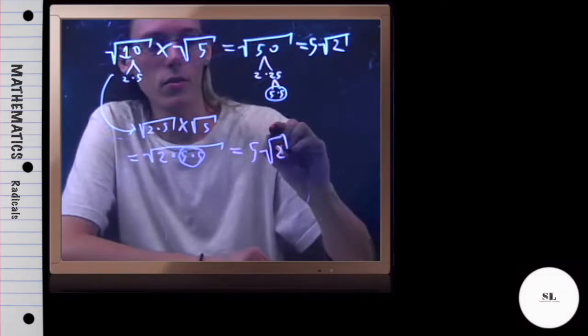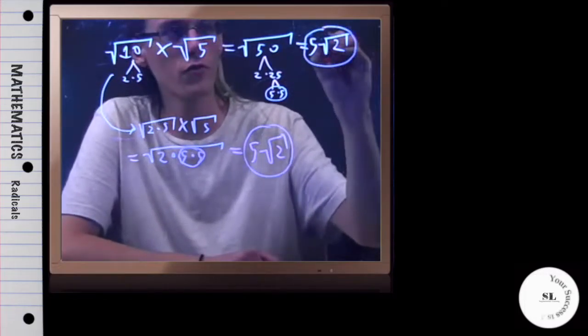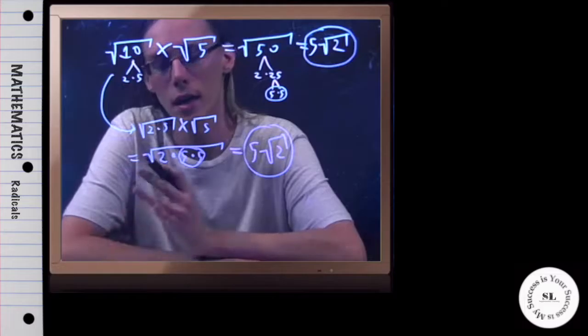So, whichever way you do it, the square root of 10 times the square root of 5 simplifies down to 5 times the square root of 2. And that's this example.